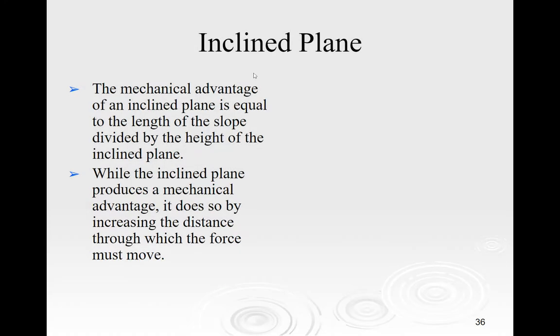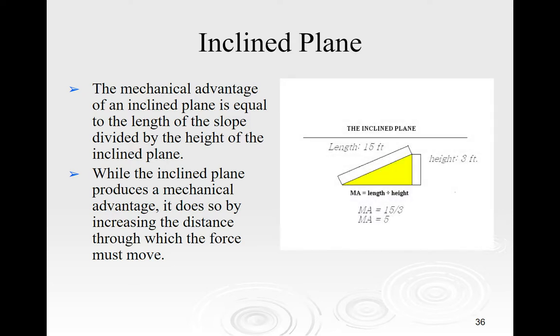All right, inclined plane. The mechanical advantage of an inclined plane is equal to the length of the slope divided by the height of the inclined plane. While the inclined plane produces a mechanical advantage, it does so by increasing the distance through which the force must move. So our mechanical advantage is our length, which is the slope, over our height, which is over here on the right.